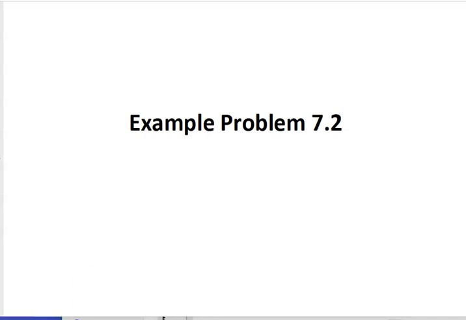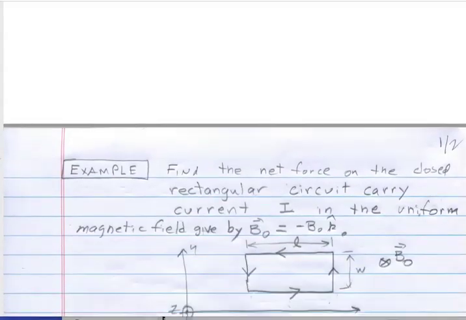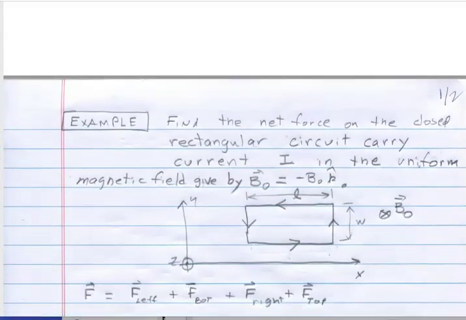This next example is probably pretty similar to the first one, except now I've got the following problem. I want to find the net force on the closed rectangular surface carrying the current I in the uniform magnetic field given by, well, the same expression.